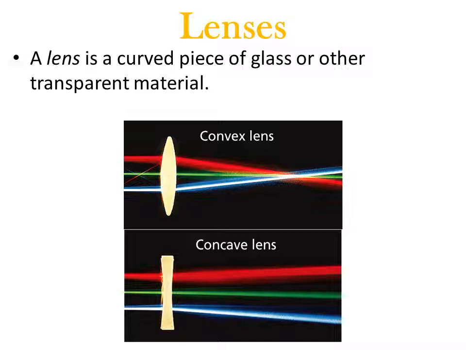But a concave lens is different from a convex lens. A concave lens is a lens that possesses at least one surface that curves inward, and a concave lens is thinner at its center than at its edges.